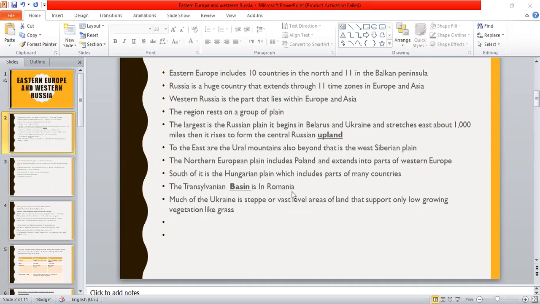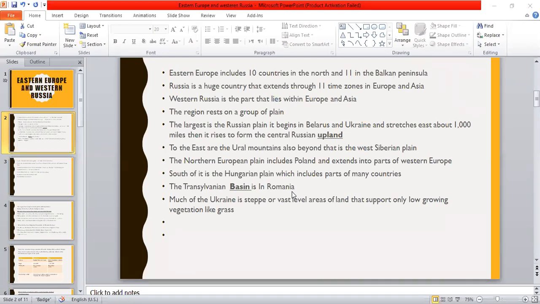Also, we have the Carpathian Mountains, which extend eastward from the Alps, which has the Vienna Basin. So there is a question here: we have two basins which are part of the geography of the region. What are the two basins that we have in this region? Anyone can tell me? Yes, tell me. The Transylvanian Basin. Thank you very much. And the second one is?